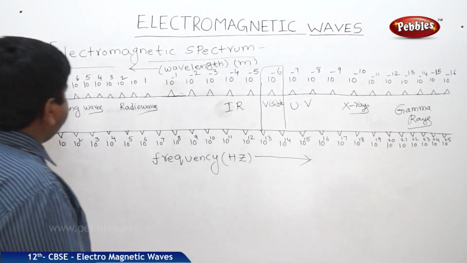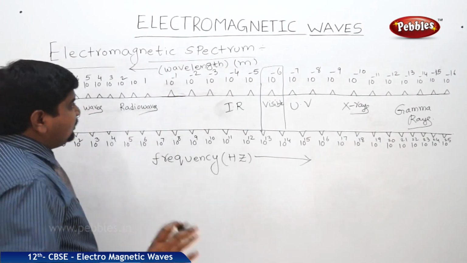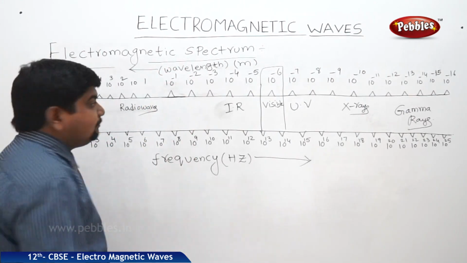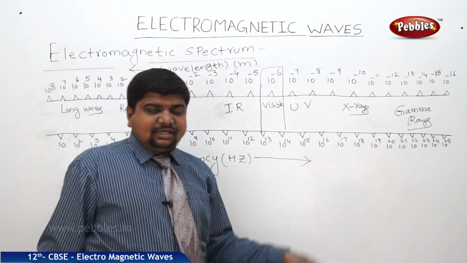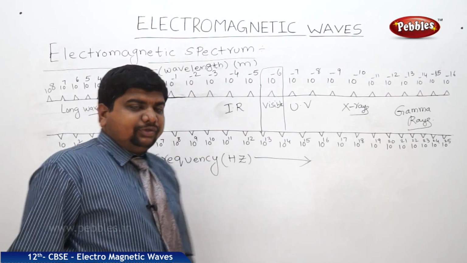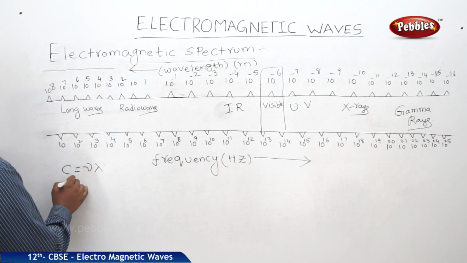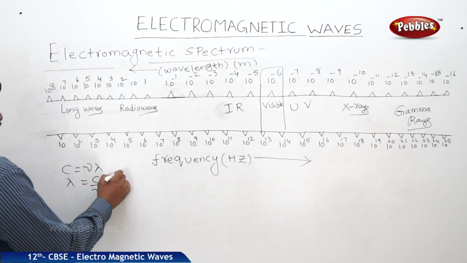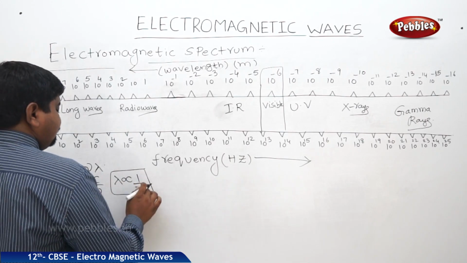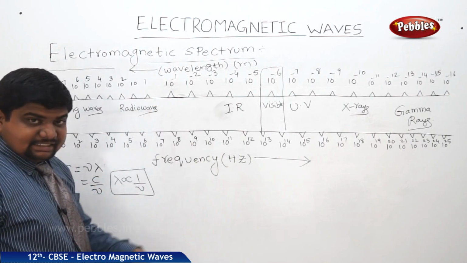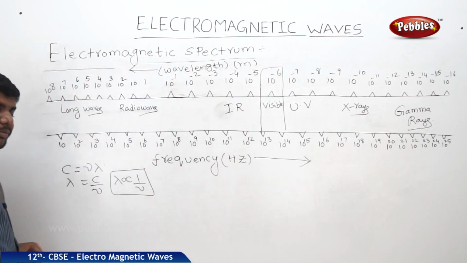Now we will discuss the electromagnetic spectrum. This is a diagram which explains the relationship between wavelength and frequency. Wavelength is in decreasing order, frequency is in increasing order. We know that C is equal to nu lambda, where lambda is equal to c by nu. That means lambda is inversely proportional to frequency. So when frequency decreases, wavelength increases; when frequency increases, wavelength decreases.